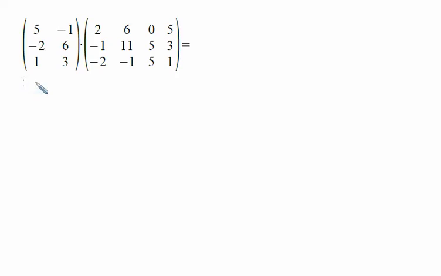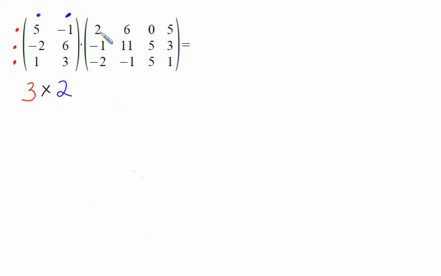This first one, notice it has 3 rows and it has 2 columns. The 3 is what I have just highlighted in red. It has 3 of those rows. It has 2 columns because there's 2 of the vertical alignments of numbers. So we say the dimensions of the first matrix would be 3 by 2.